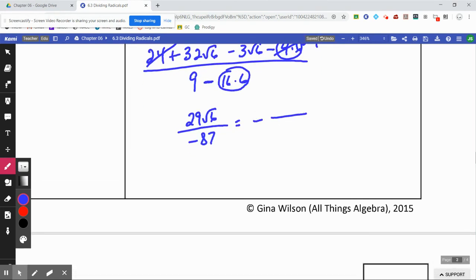You don't have to leave it on bottom. 29 over 87 actually reduces to a 1 and a 3. However, you don't have to put the 1 on top because you still have the root 6, so we can leave that as negative root 6 over 3.